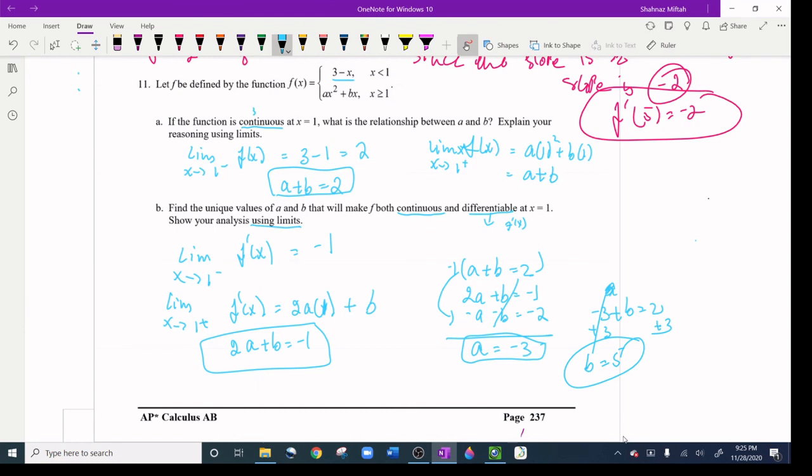So every time, if they don't mention differentiability and continuity and they just tell me to find the unique values of a and b, then I'll just make those two pieces equal each other, plug in 1 for the x's, and deal with the system of equations. But since they are asking for differentiability, I have to give them using limits for the differentiability and the continuity limits.